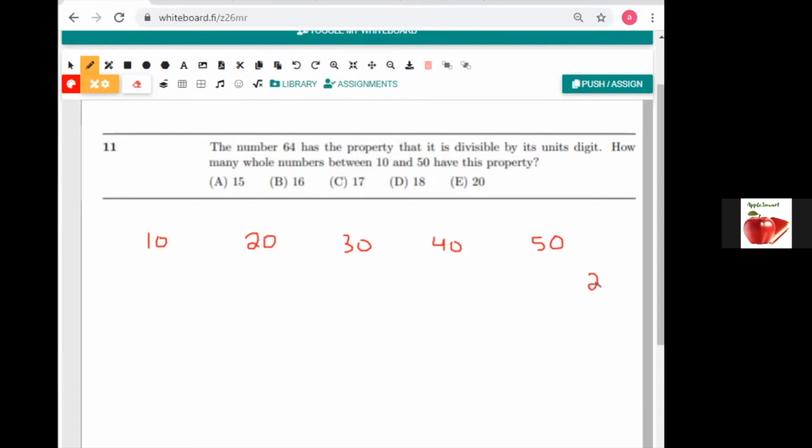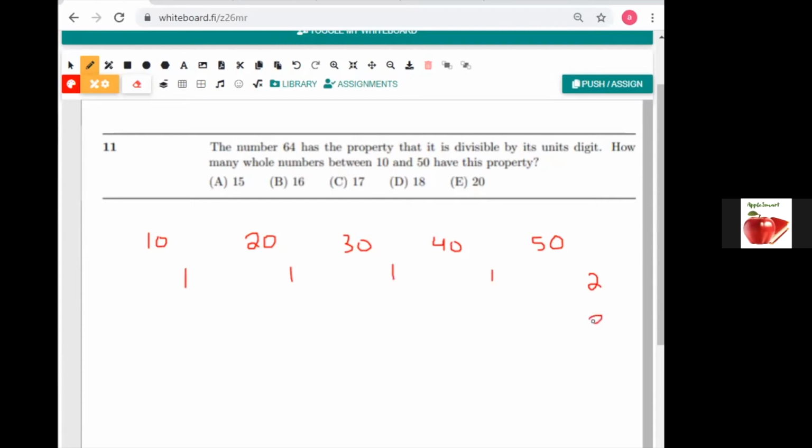So is 12 divisible? The number 12 is the only number that has 2 as its units digit between 10 and 20, and it is divisible by 2. 22 is the number between 20 and 30, and it is divisible by 2. 32 is divisible by 2, and 42 is divisible by 2.